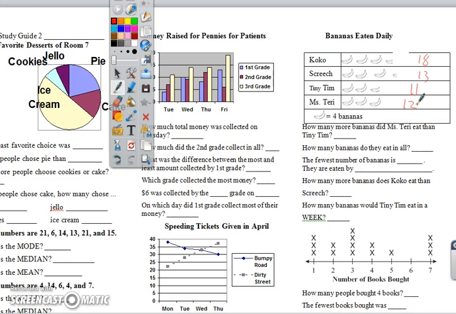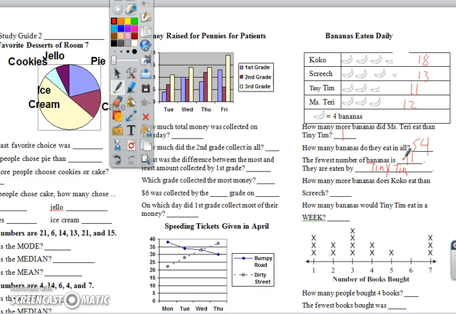How many more eaten by Miss Terry than Tiny Tim? 12 minus 11 equals 1. How many bananas in all? 18, 31, 42, 54. Just adding them. Fewest number of bananas is 11, and that's eaten by Tiny Tim.